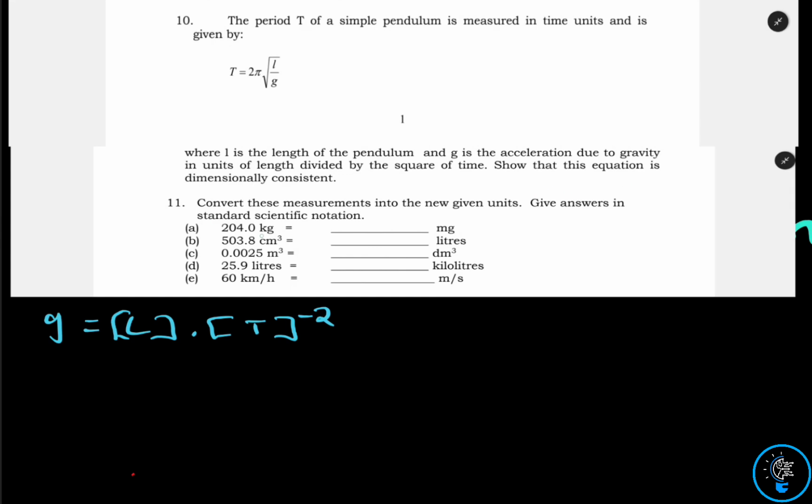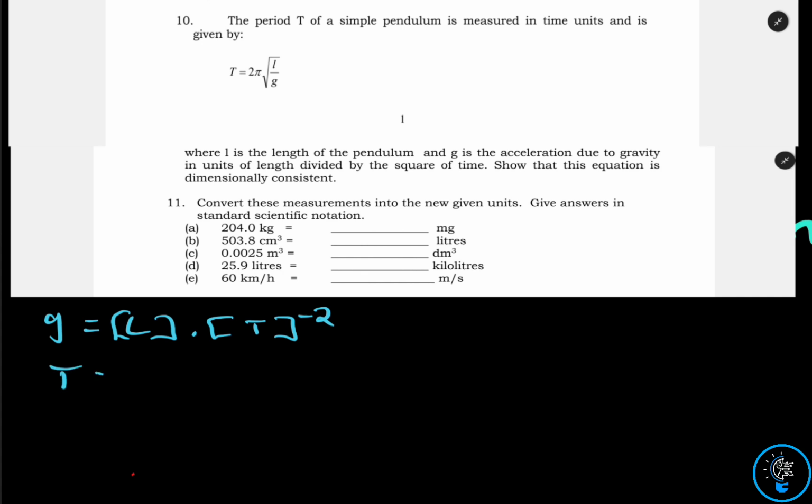Show that the equation is dimensionally consistent. So in other words, we are just showing that the equation is dimensionally correct. It's the same as the question we did before, the same as question 9. So first step, you need to write each given dimension in its dimensional formula.